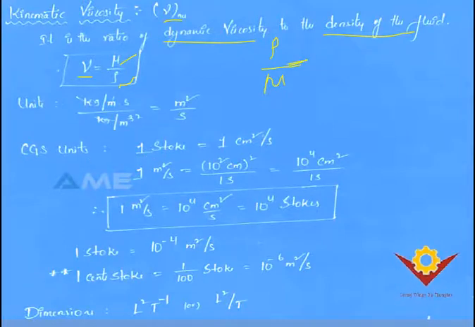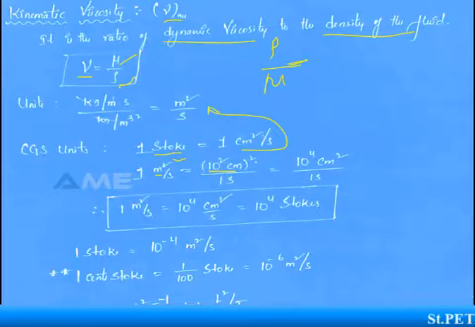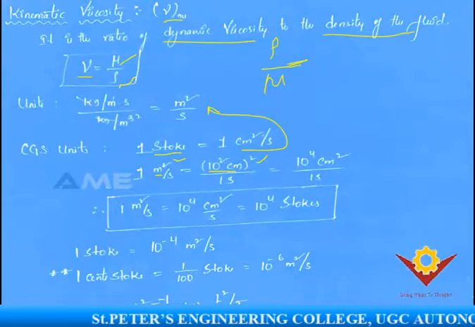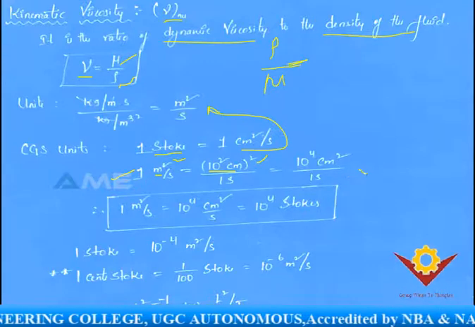For kinematic viscosity, the CGS unit is Stoke, where 1 Stoke is equal to 1 centimeter square per second, which we got from here. Okay, converting this SI unit to CGS unit. Now 1 meter square per second, where 1 meter equals 100 centimeters. You have a square here, and it is per 1 second. That equals 10 to the power of 4 centimeter square per 1 second. So if you simplify this, 1 meter square per second is equal to 10 to the power of 4 centimeter square per second.